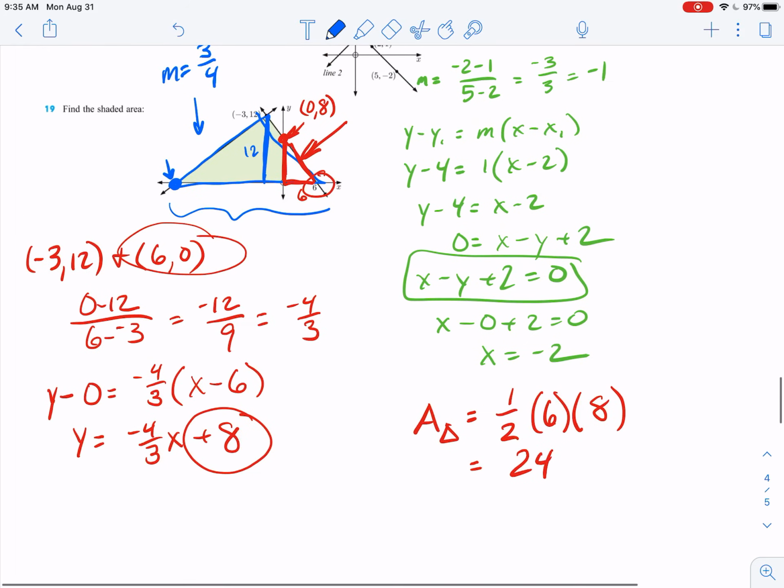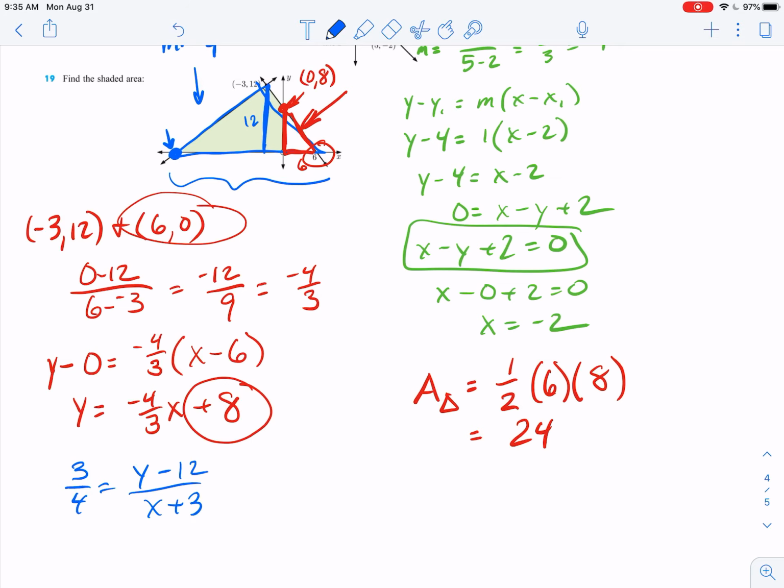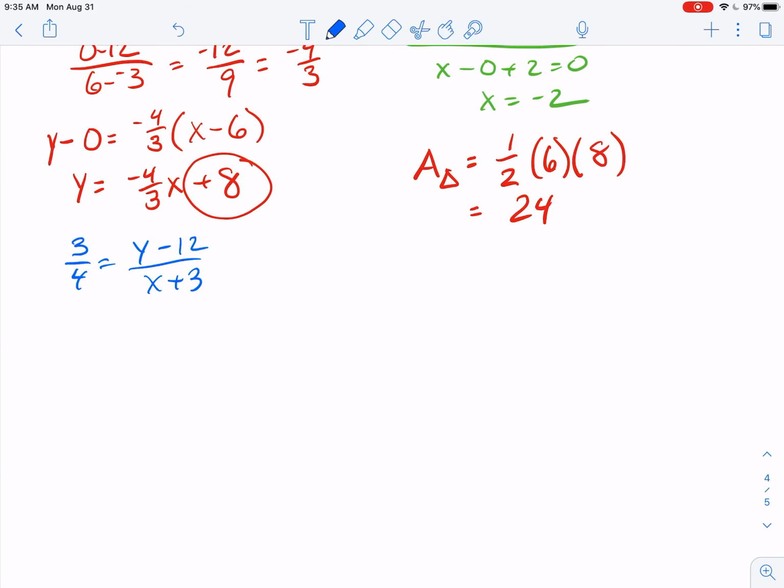So we can say, I like to do this version, 3/4 is equal to y minus the y value, which was 12, over x minus the x value, which is -3, so plus 3. And now I'm going to cross multiply, and I have 3x plus 9 equals 4y minus 48. Did I multiply correctly? I think I did. Okay, so 3x minus 4y is equal to, subtract 9, and I get -57. Hang on, let me make sure I'm doing this right. Yeah, it's 57. Oh, that is divisible by 3.